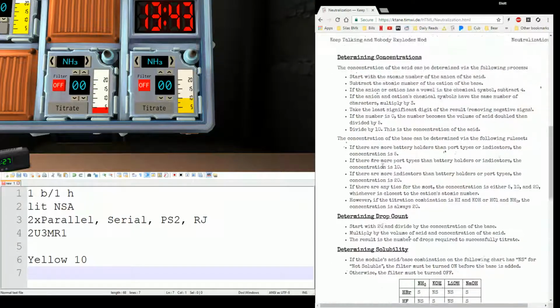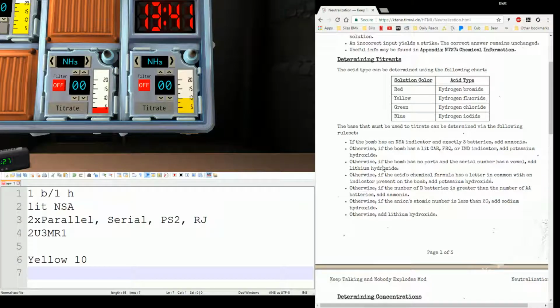there's a lot of them sometimes, to figure out the three items that a defuser will need, and that's going to be your base, your drop count, and your solubility, whether or not you filter. And you're going to go through these in order. There's no back and forth messing around. You're just going to do them top to bottom. We're going to start with determining titrants.